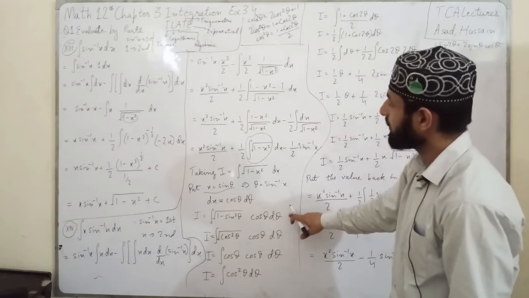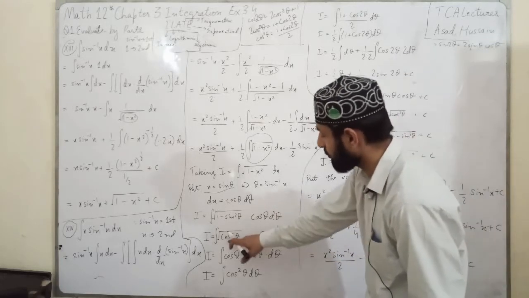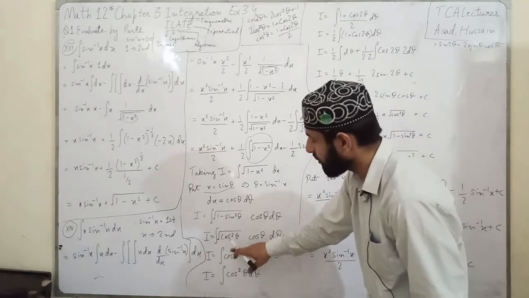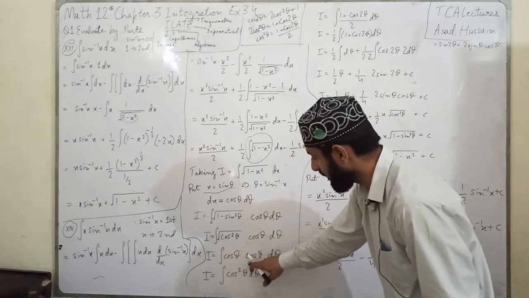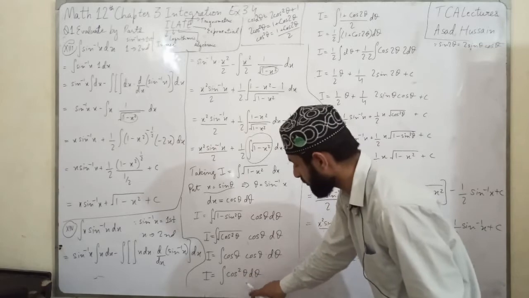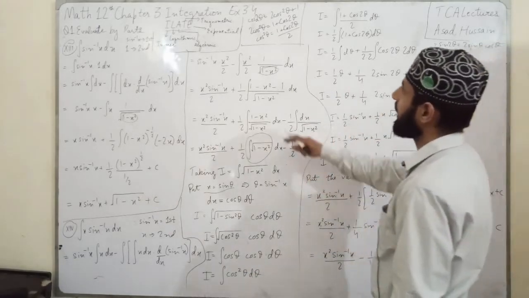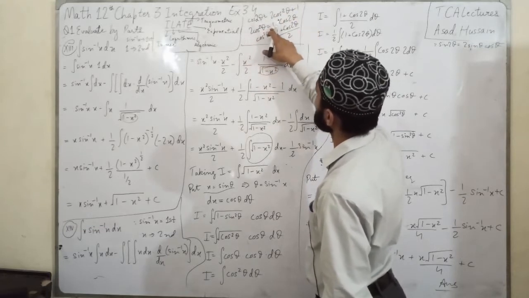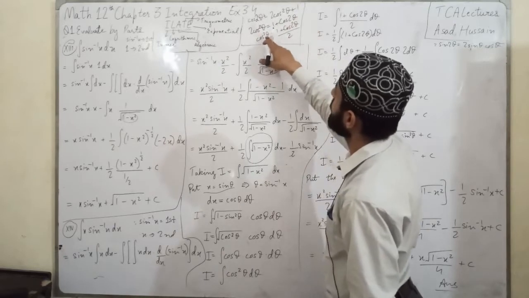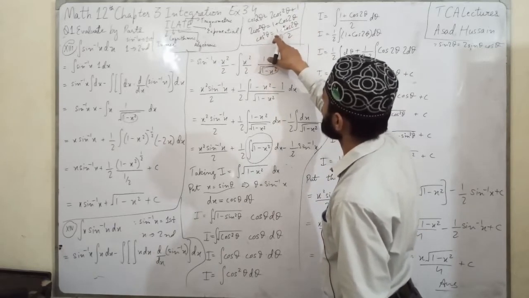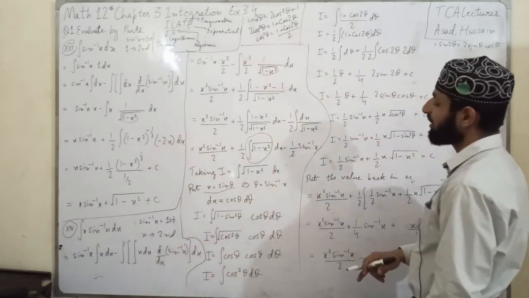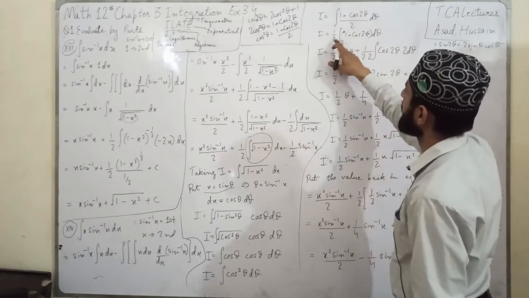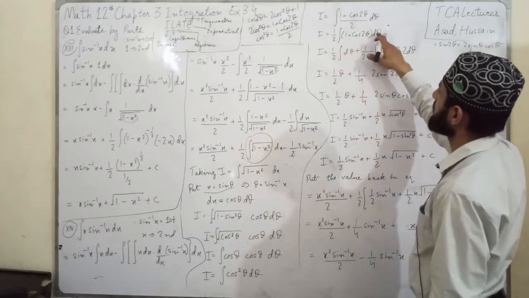As we know that 1 minus sine square theta is equal to cos square theta, so putting the value, cos square theta into cos theta d theta, this square will be cancelled by under root. It will be written as integral cos theta into cos theta d theta, which can be written as cos square theta d theta. Now we know that cos 2 theta is equal to 2 cos square theta minus 1. Shifting the values we get 2 cos square theta is equal to 1 plus cos 2 theta. 2 is divided on the other side, so we get cos square theta is equal to 1 plus cos 2 theta by 2. Putting the value we get integral 1 plus cos 2 theta by 2 d theta.